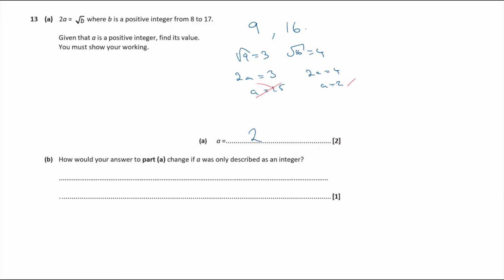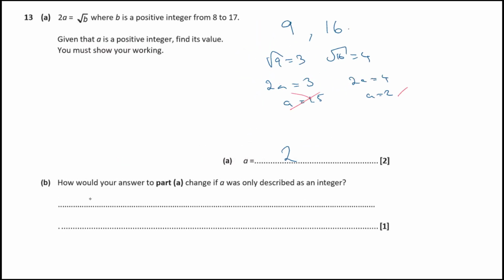Part B says, how would your answer to part A change if a was only described as an integer? Well, there's not going to be any change because even if a could be a positive or negative number, b hasn't changed. b is still a positive integer, so the only positive integer solution to root of 16 is still only 4. So yeah, no change.